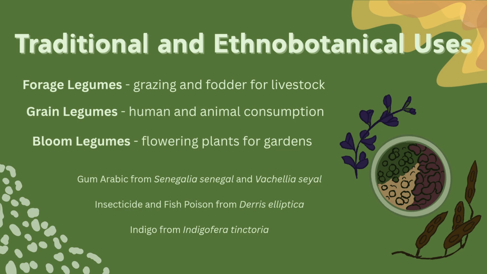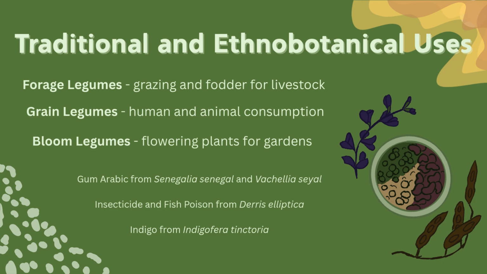The Fabaceae family has a long history of being used by humans. So let's talk about some of the traditional and ethnobotanical uses of this plant family. So first we have forage legumes, such as clover, alfalfa, and vetch. These are often used as grazing and fodder for livestock.